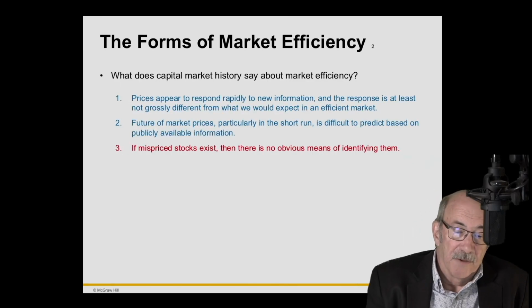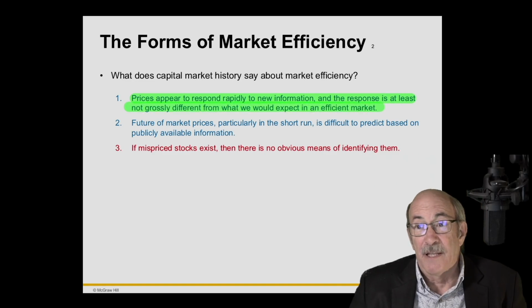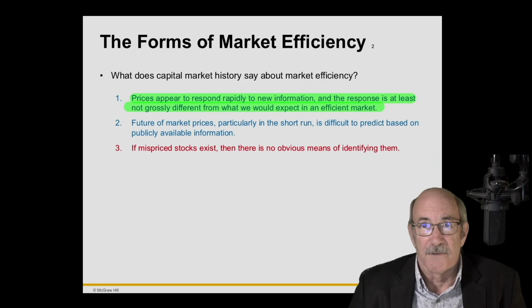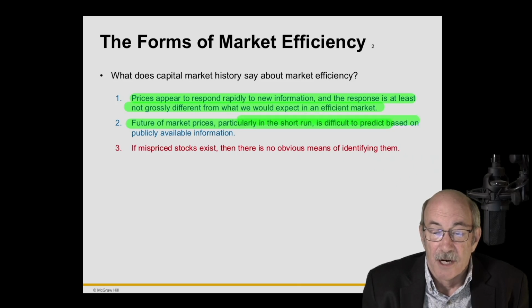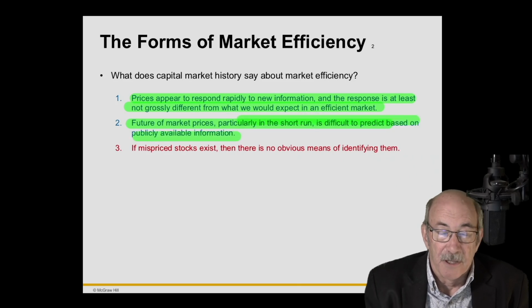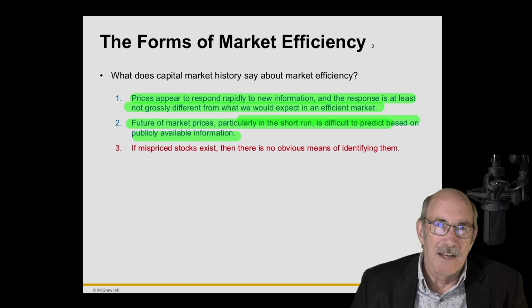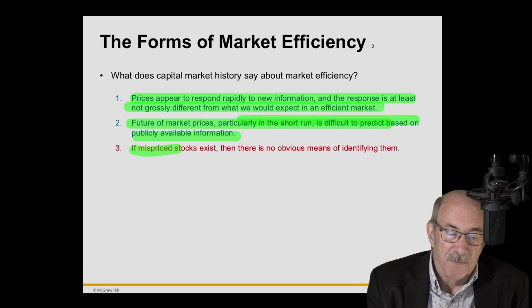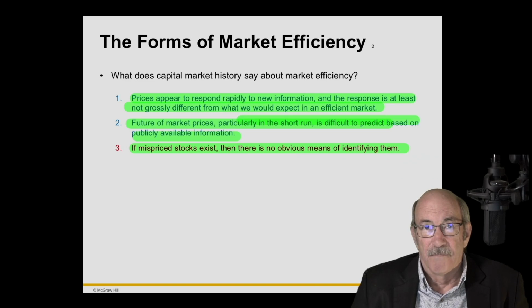So the conclusions here, just to wrap up the chapter: prices appear to respond rapidly to new information, and the response is at least not grossly different from what we would expect in an efficient market. In other words, it looks like an efficient market. Future market prices, particularly in the short run, are difficult to predict based on publicly available information. So that's another thing that you can fairly well count on. And here we're talking about S&P 500 type stocks. And then third, if mispriced stocks exist, then there is no obvious means of identifying them.